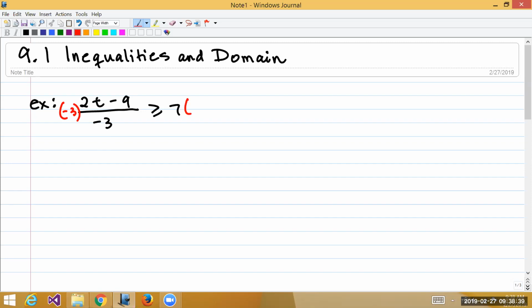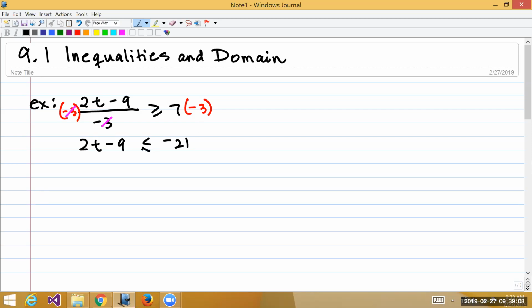Now remember, this is the big difference between solving equations and solving inequalities. Anytime in an inequality, if you multiply or divide both sides by a negative number, your sign flips. So in this case, since I multiplied both sides by a negative number, my sign will flip. Now I have 2t minus 9, and instead of greater than or equal to, I will have less than or equal to -21.